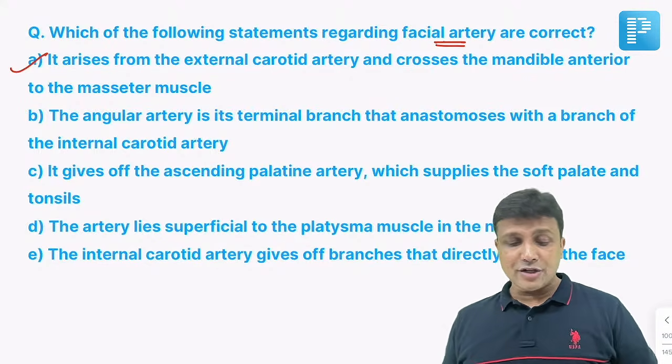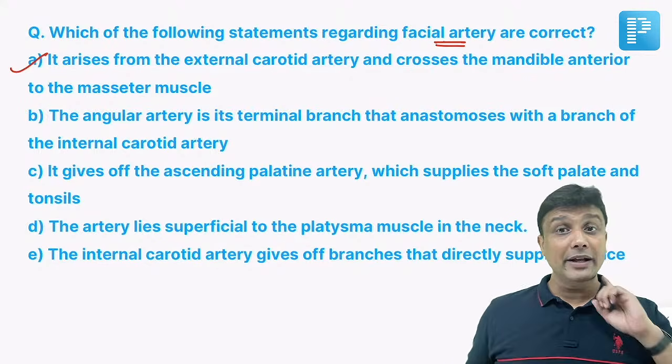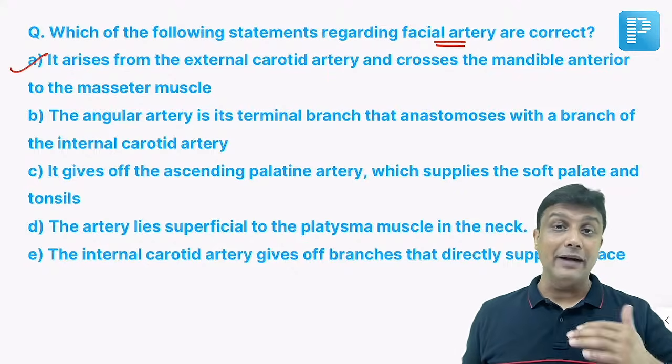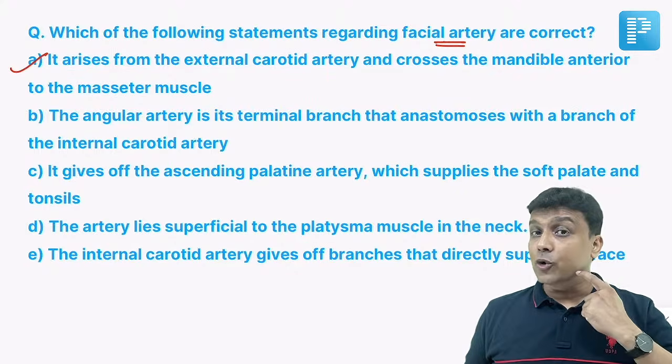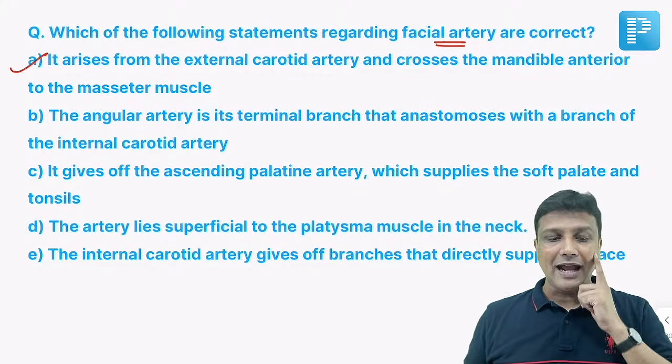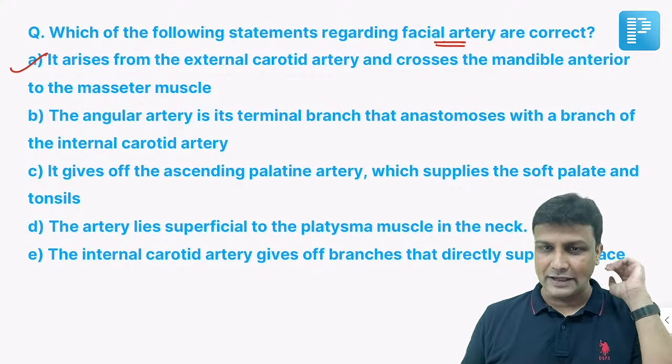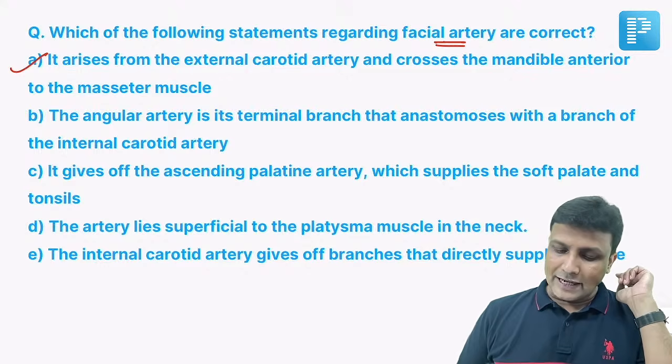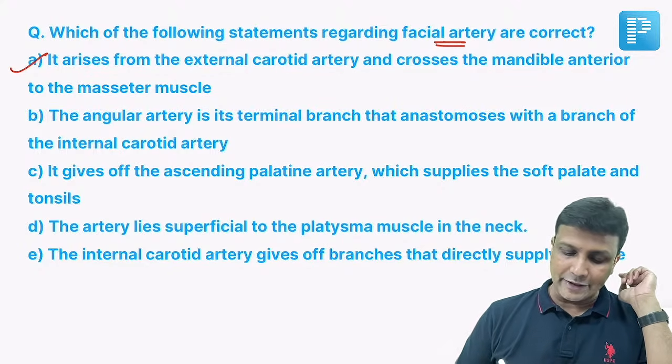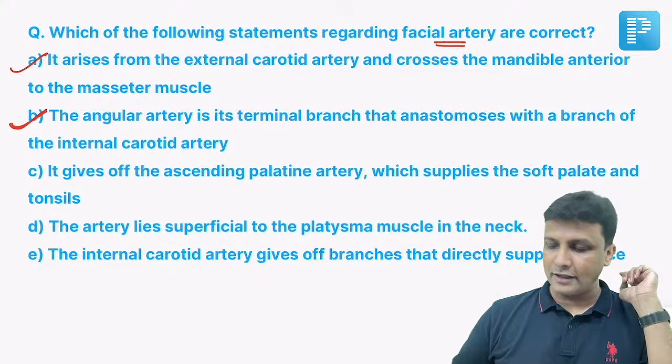Why? Because the facial artery is the one which is going to begin from external carotid artery. It is one of the branches of that one. Then it is going to cross the mandible at the anteroinferior border of masseter. Perfectly correct, sir. The angular artery is the terminal branch that anastomoses with the branch from the internal carotid artery. This is also absolutely correct.